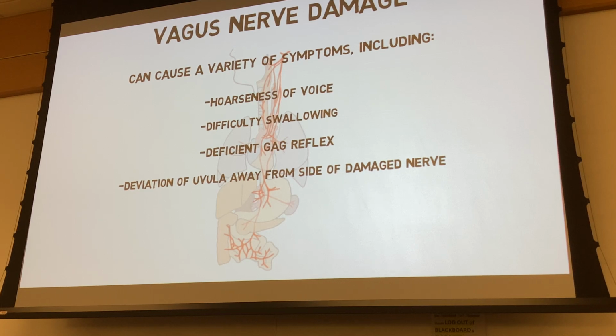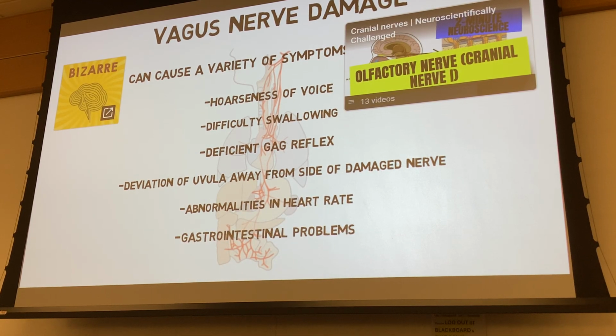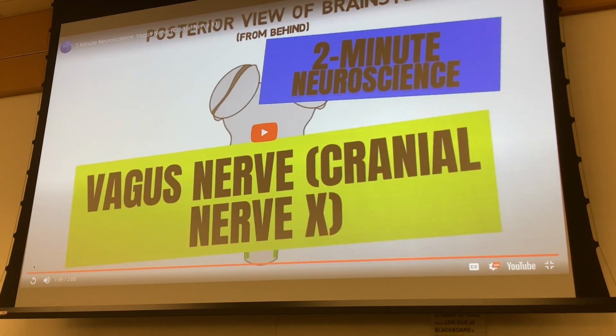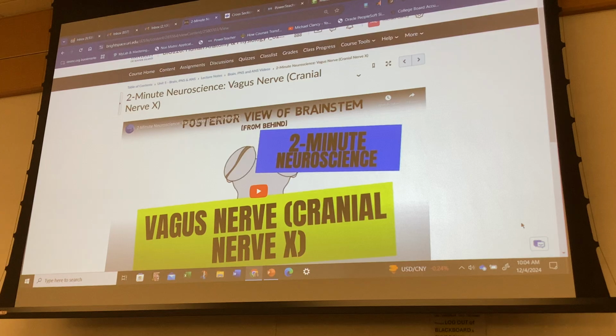Because the nerve supplies a number of organs, however, damage can result in many other symptoms as well, like abnormalities in heart rate or gastrointestinal problems. So if there's damage to the vagus nerve, it's going to be a lot more than just one thing, because the vagus nerve impacts so much. It mentioned the parasympathetic system. The vagus nerve is responsible for about 75% of the parasympathetic nervous system in the abdominal pelvic region.